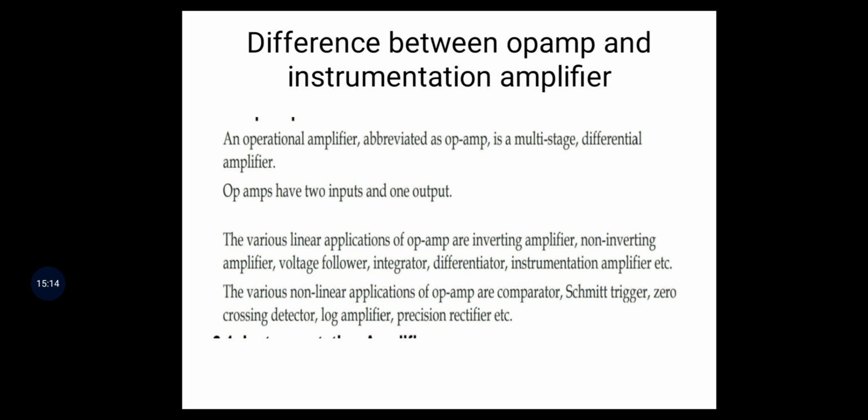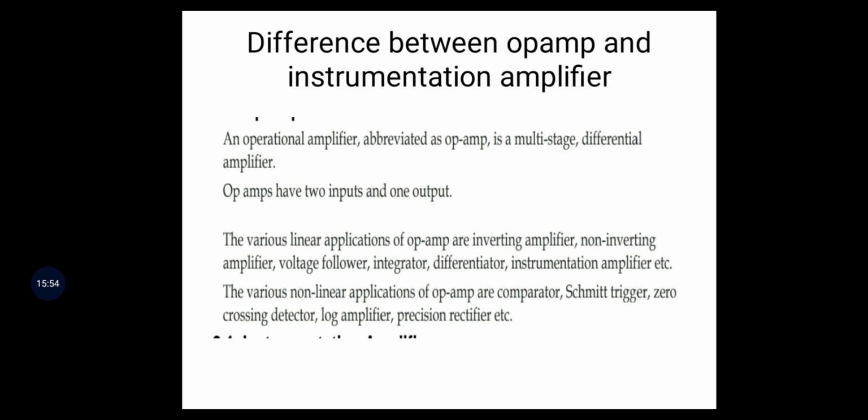The various linear applications of the op amp are inverting amplifier, non-inverting amplifier, voltage follower, integrator, differentiator, and instrumentation amplifier. In a voltage follower, the output voltage follows the input voltage. In an integrator, the input signal is integrated by the circuit. It is also used as a differentiator and as an instrumentation amplifier.